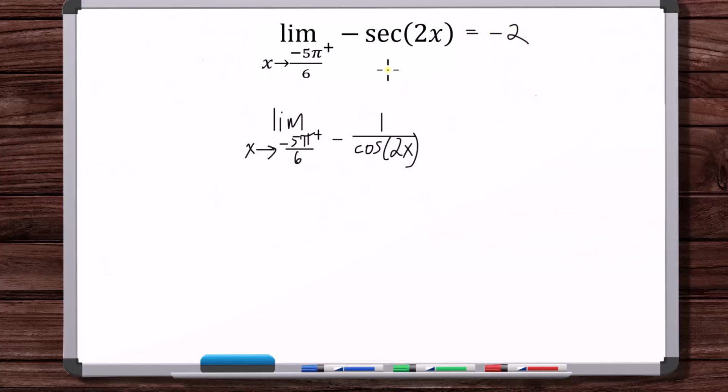Trig functions are continuous everywhere in their domains. All the functions that we're familiar with from algebra and trigonometry are continuous everywhere in their domains. And we plug this in and we got a value. So the limit is equal to minus 2.